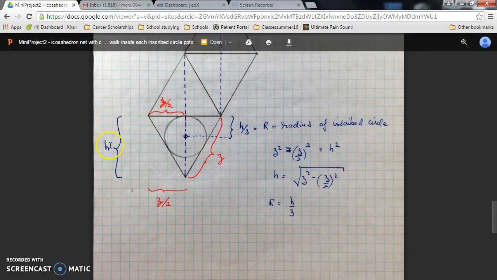I have the variable h for the height of the triangle from tip to base. I have the length of the side of the triangle as z, and z over 2, or half of z, for my half base. And my radius is going to be h over 3, height over 3. And I find h by taking the square root of z squared minus z over 2 squared. And you'll see that in my code in a second.